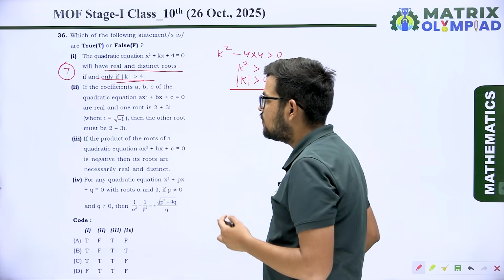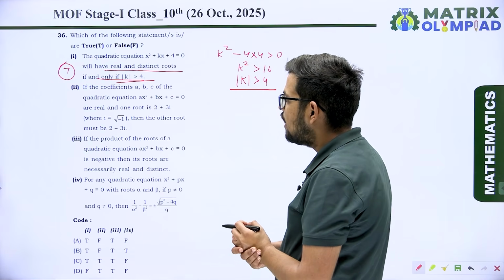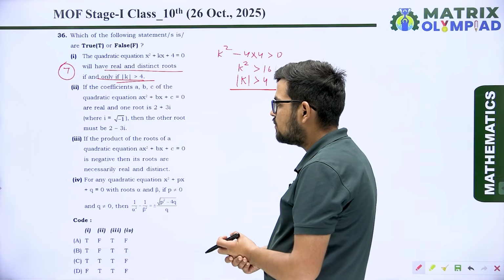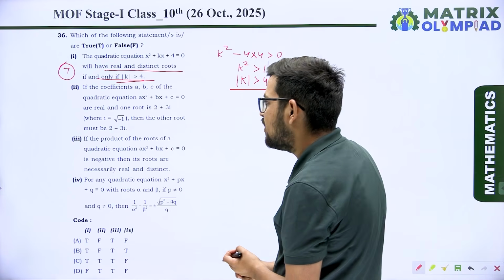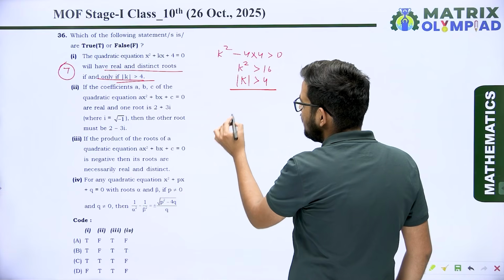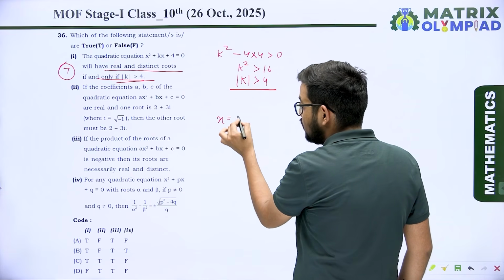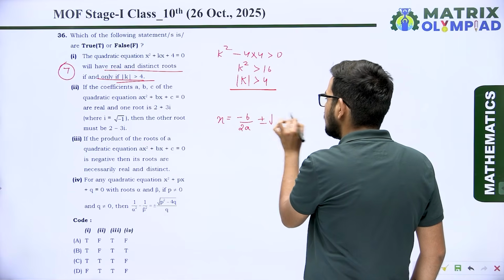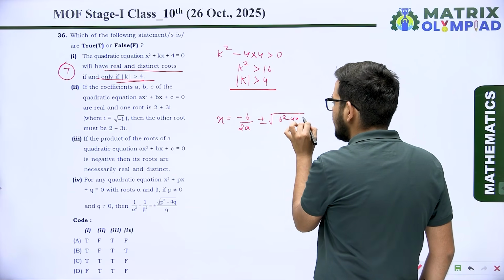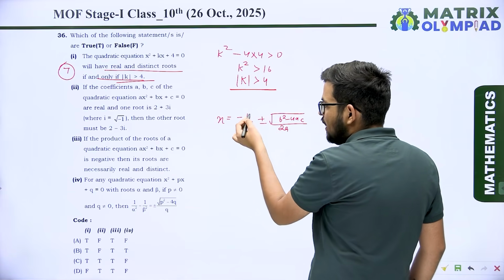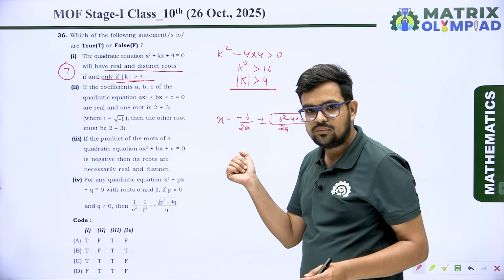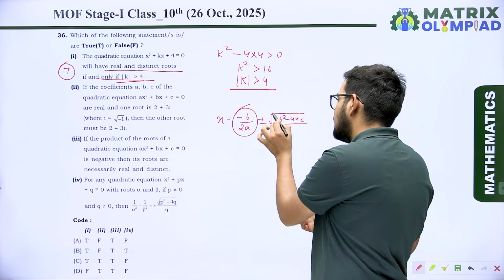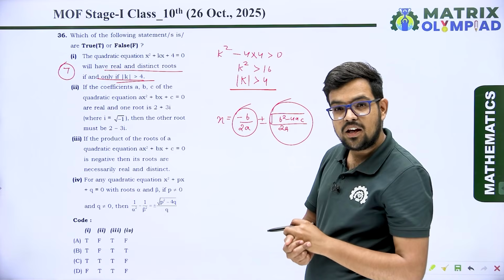Second one: if the coefficients of a quadratic equation are real and one root is 2 plus 3 iota, where iota equals root of minus 1, then the other root must be 2 minus 3 iota. What is the root of the quadratic equation? x equals minus b upon 2a plus minus root b square minus 4ac upon 2a. If a, b, c are real numbers, it means this one part is always real, but this may be complex or imaginary.